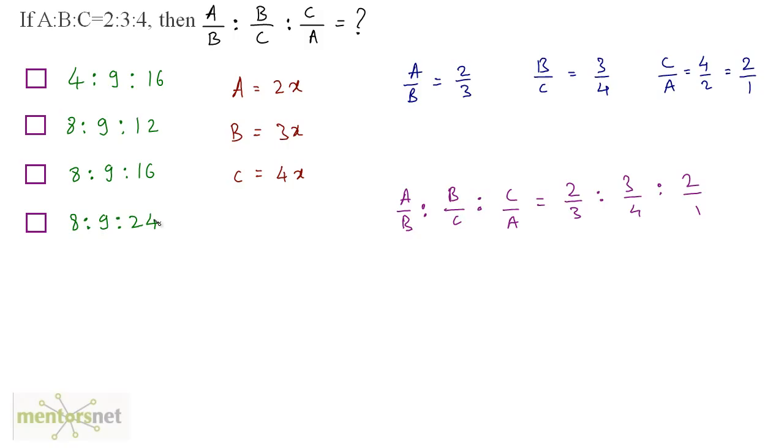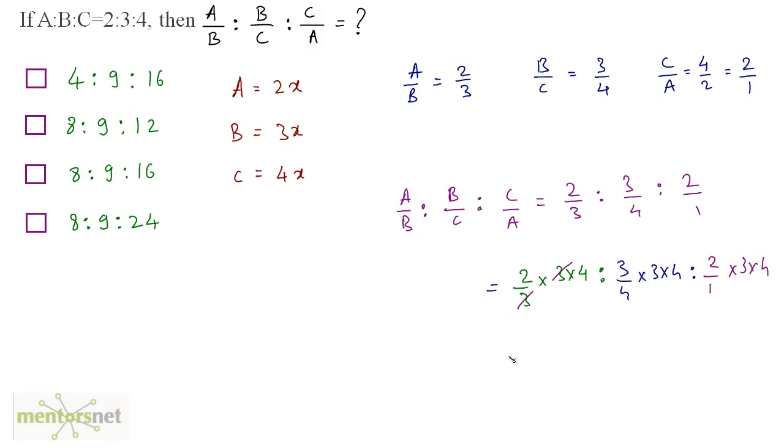Well, none of our answers seem like those. Now we have to convert these. There's a property of ratios which tells us that if you multiply each of the terms in the ratio with a common term, the ratio does not change. So what I can do is multiply each of the terms with the LCM of the denominators, which is 3 times 4. So 2 by 3 times 3 times 4, 3 by 4 times 3 times 4, and 2 by 1 times 3 times 4.